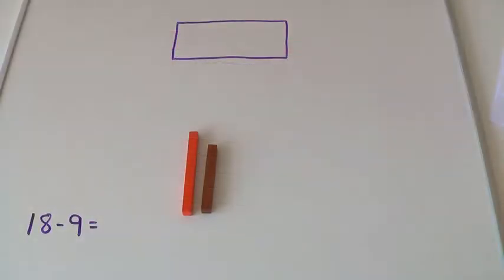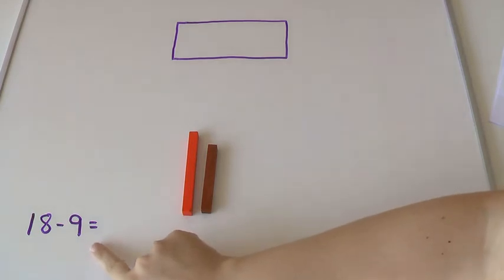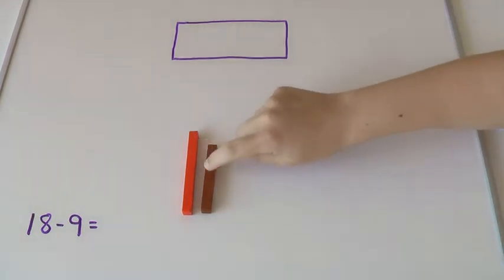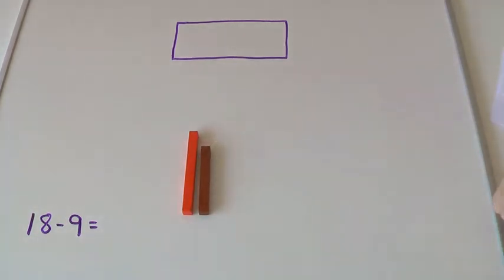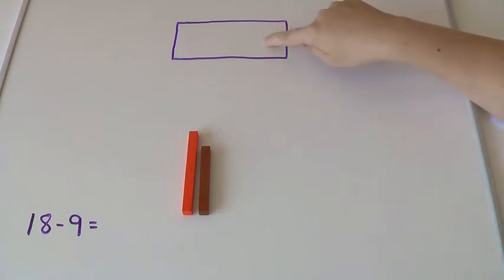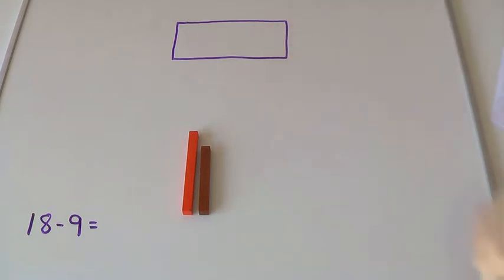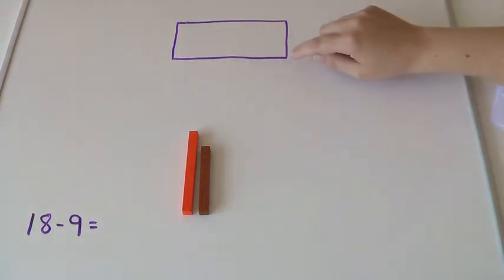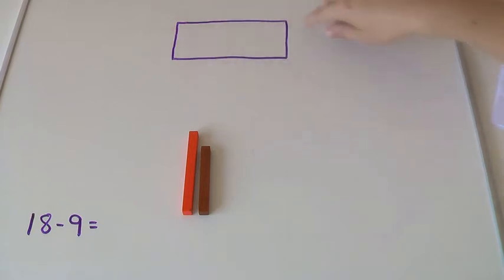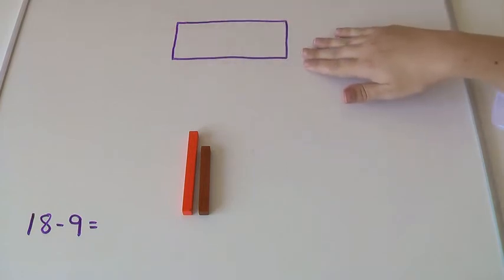All right, here is the best way I've found to teach this concept with Cuisenaire rods. So we have 18 minus 9, and here I have 10 and 8, so that's 18. And what I'm going to do is put 9 in my box, because a lot of times we think of subtraction as take away. So we're going to take away 9 and put it here. And this is a very concrete way to do this with children.